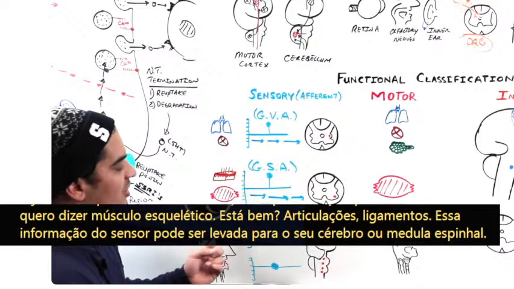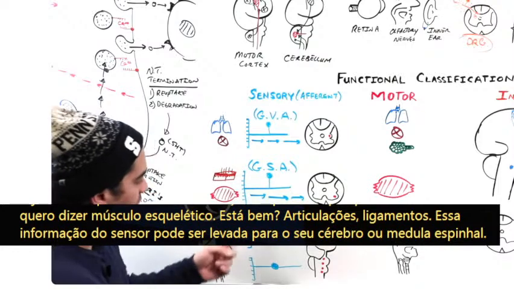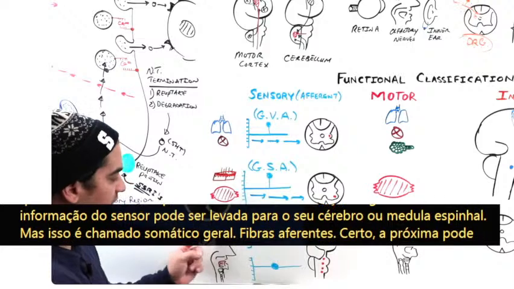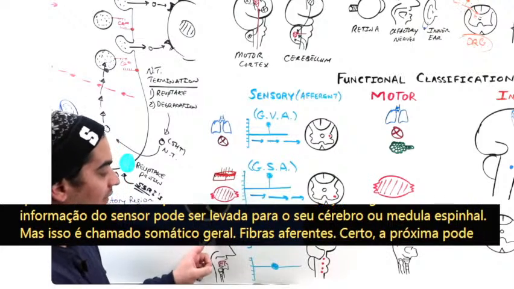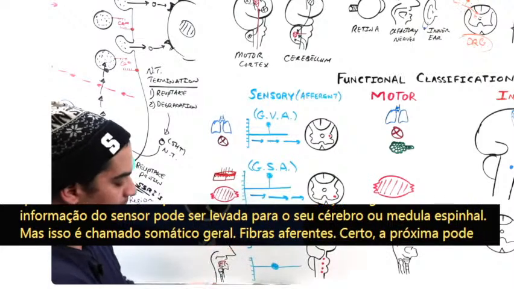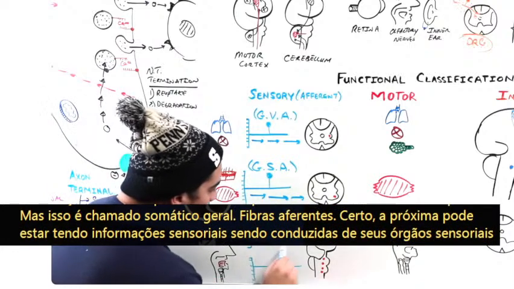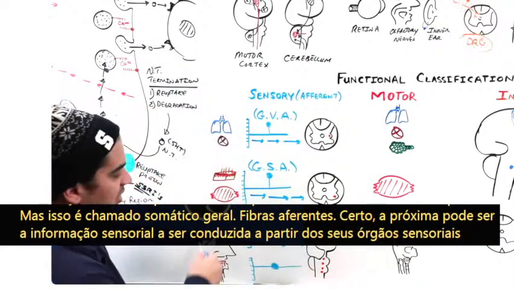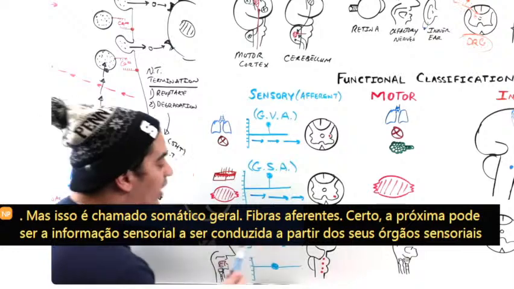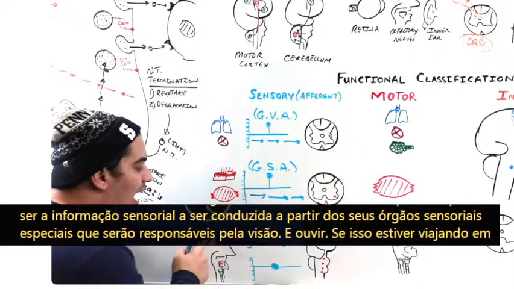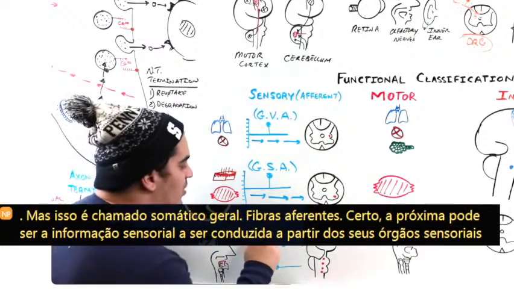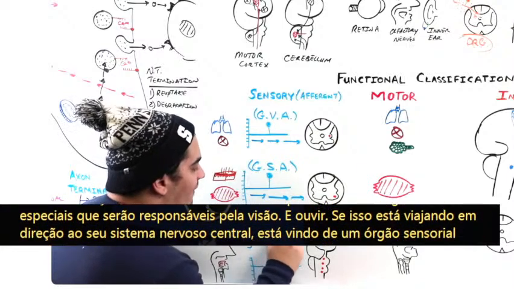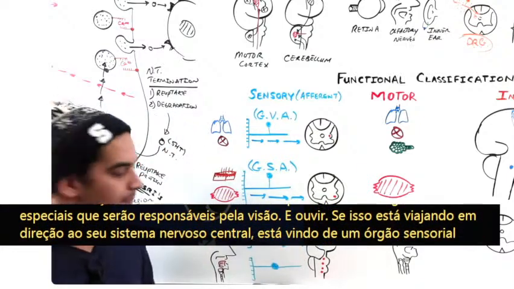Okay, next one. You could be having sensory information being conducted from your special sensory organs, which are going to be responsible for vision and hearing. If this is traveling towards your actual central nervous system and it's coming from a special sensory organ, very particular here, from the eyes or ears, this is called special sensory afferent fibers, SSA fibers. Okay?